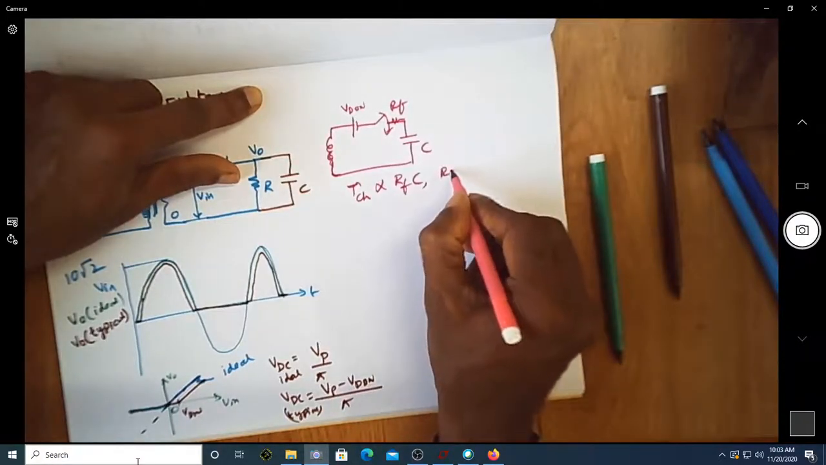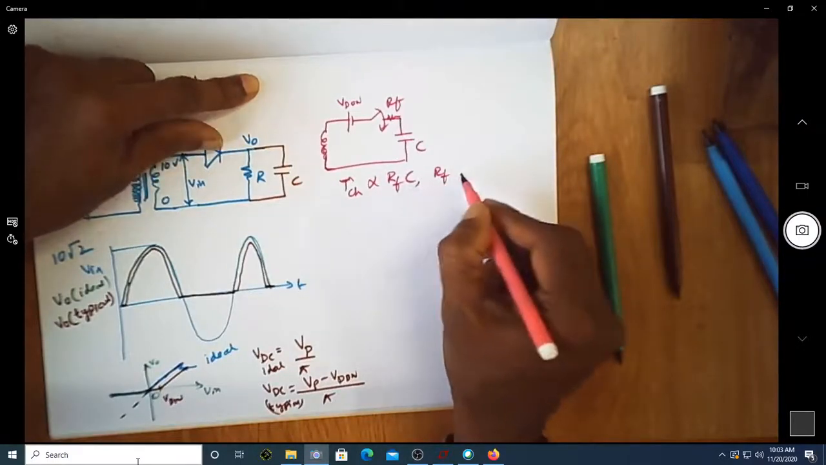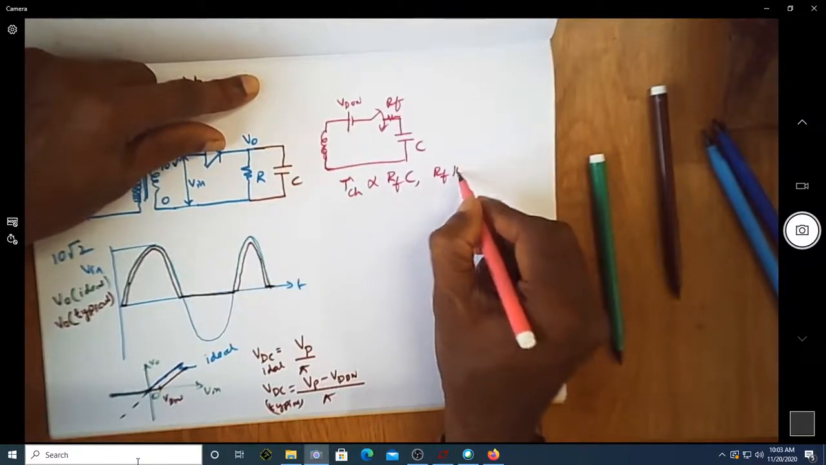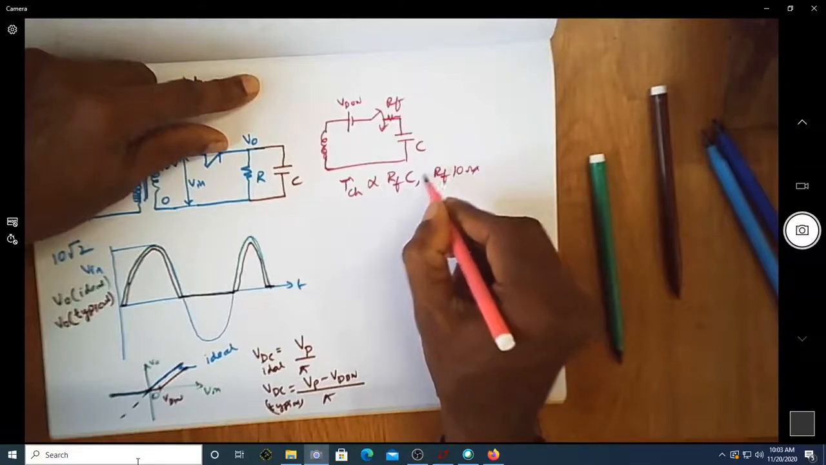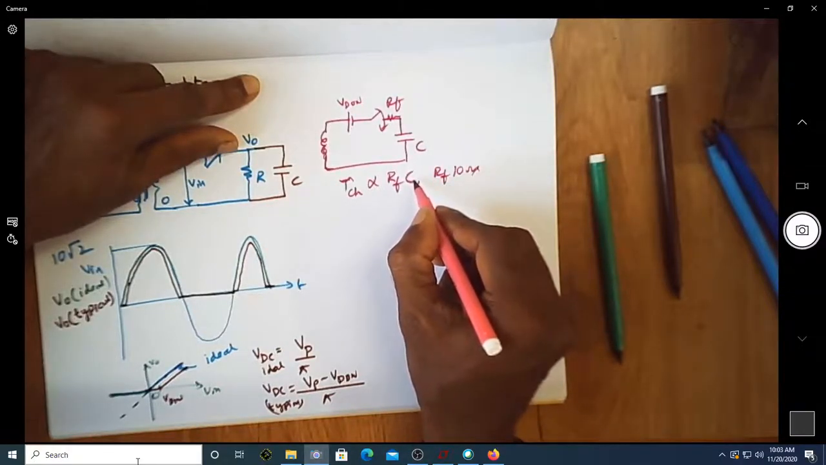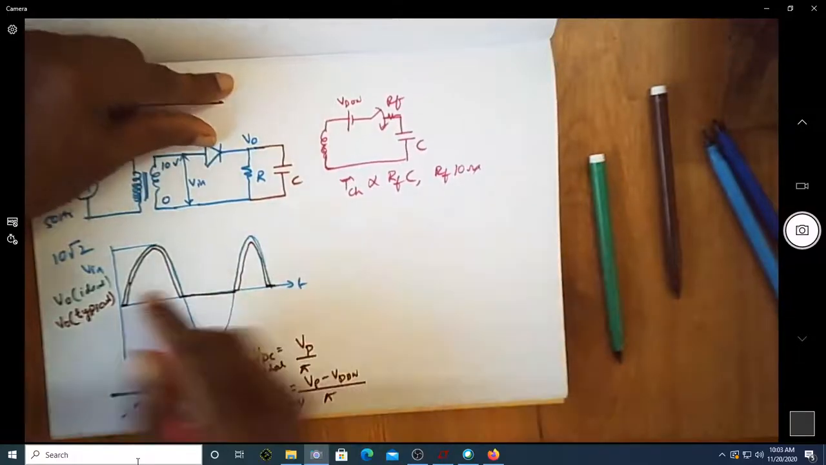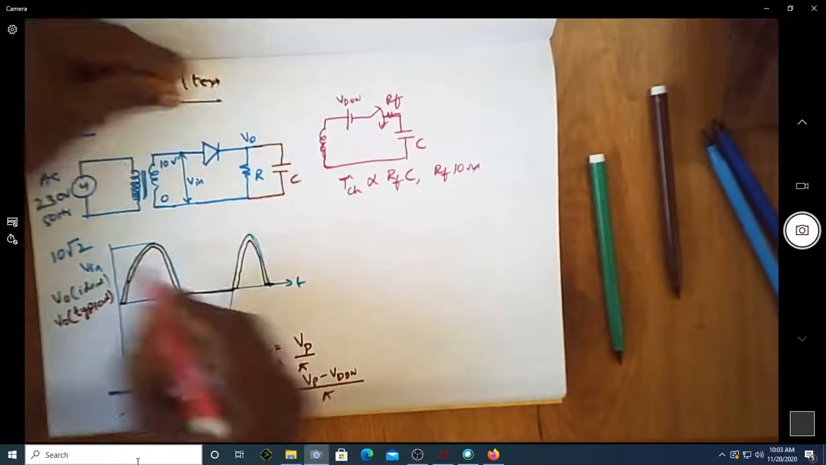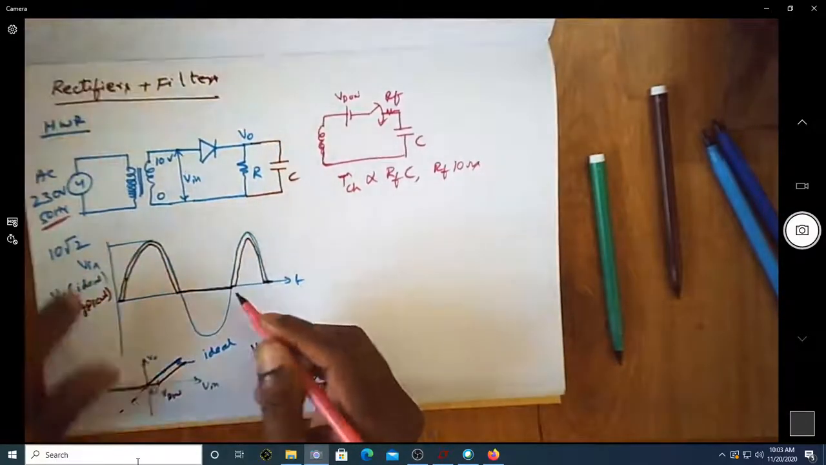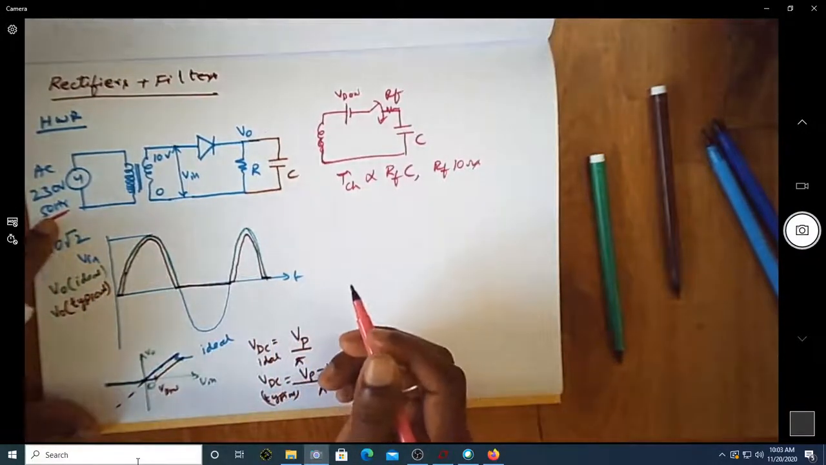Since the value of RF, which is the forward resistance of the diode, will be in terms of a few tens of ohms, even though C is in hundreds of microfarad, the entire product will still be in terms of microseconds. We know that the frequency we are operating at is 50 hertz, which is pretty large in time, because 50 hertz corresponds to 20 millisecond.